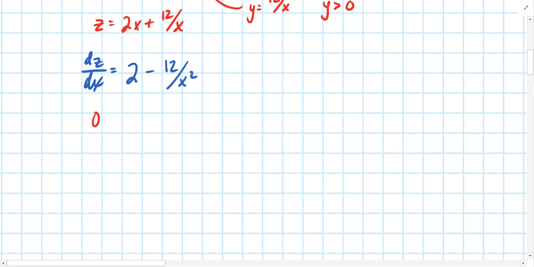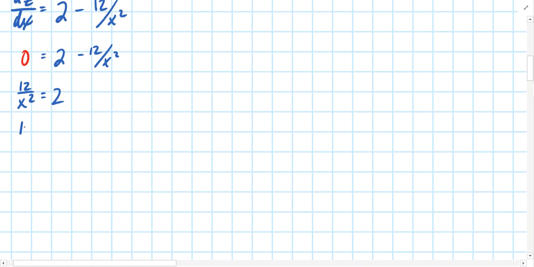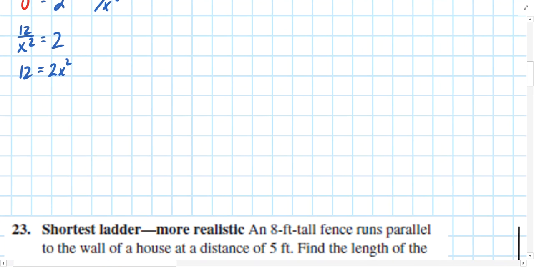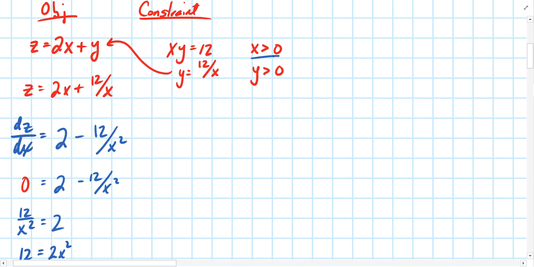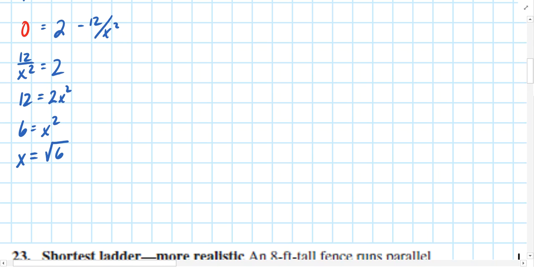Now, once we have the first derivative, we're particularly interested in when this first derivative equals 0. And when 0 equals 2 minus 12 over x squared, we can say that 12 over x squared is equal to 2. I've done that by adding to both sides. We also know then that 12 is equal to 2x squared by multiplying x squared back to the right. 6 is equal to x squared, and x would be equal to the square root of 6. Don't bother with the negative square root of 6 because, as we were told before, x must be positive.